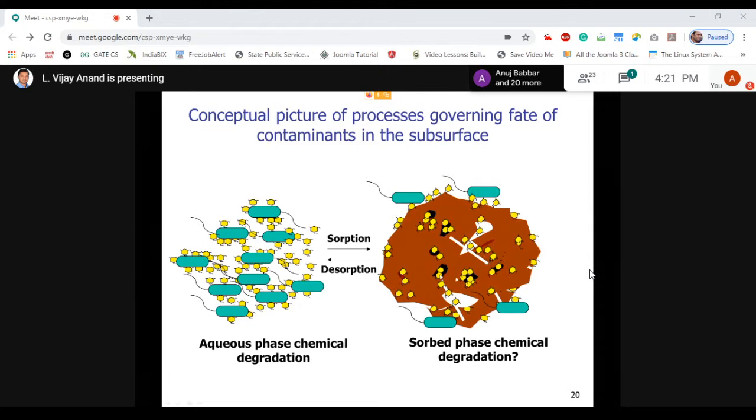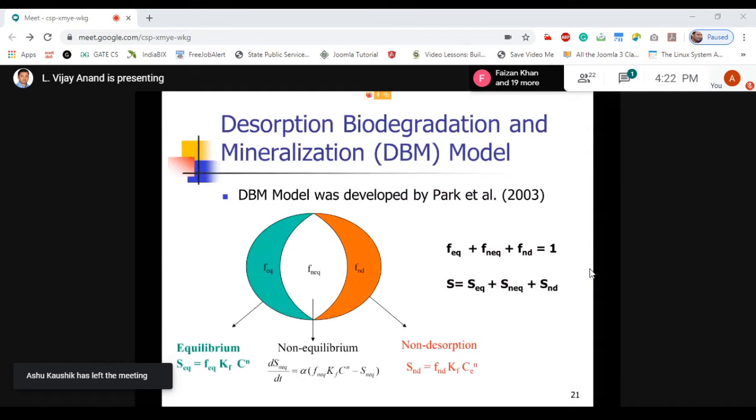We are adding char, the black ones, and this pesticide can sorb to this char, right? And also the bacterium can degrade the aqueous phase contaminant, but whether the contaminant sorbed onto the soil can be degraded or not is still a question, right? So how do we decipher it? It's really a complex scenario here. That is where we went for a model called the desorption, biodegradation and mineralization model.